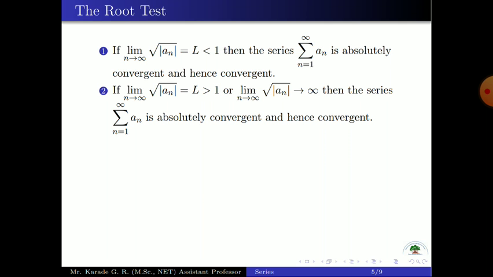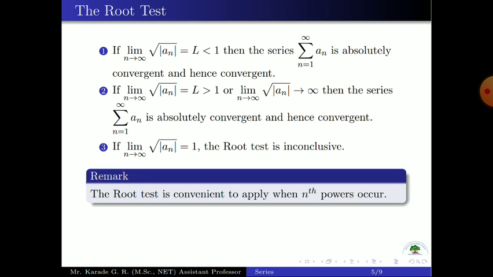then the series summation a_n is divergent. So the second statement is, if the limit of the nth root of mod a_n is greater than 1 or tends to infinity, then the series summation a_n is divergent. That is our second statement. And the third statement is, if limit n tends to infinity of the nth root of mod a_n is equal to 1, in this case the root test is inconclusive. In this case we cannot make any conclusion about the convergence or divergence of this series.